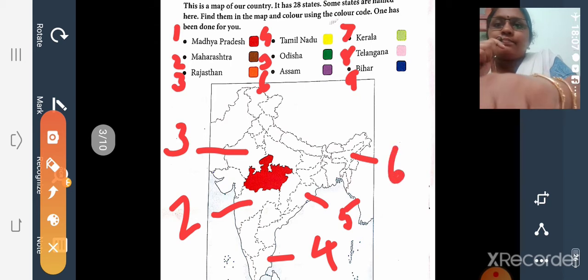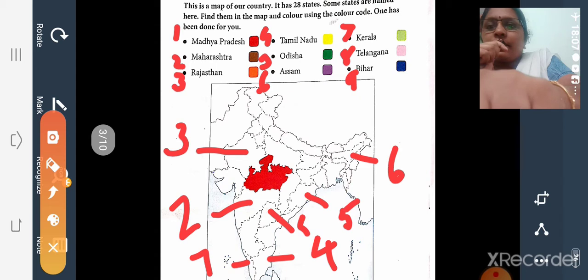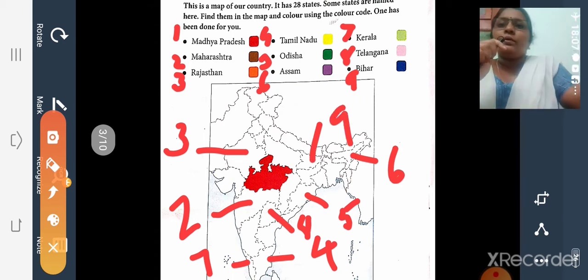Sixth one, Assam. Seventh one, Kerala. Then Telangana, eighth one. Here is Telangana. Okay. Then ninth one, Bihar. This is Bihar. So Bihar you can give blue color, Telangana pink color, Kerala green color, Assam violet color, Odisha green color, then Tamil Nadu yellow color. Okay, color all these states using the color codes given here.